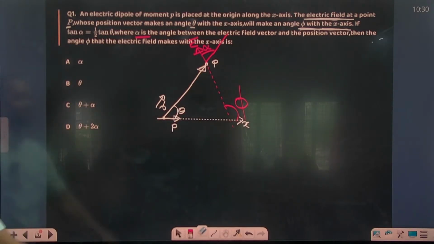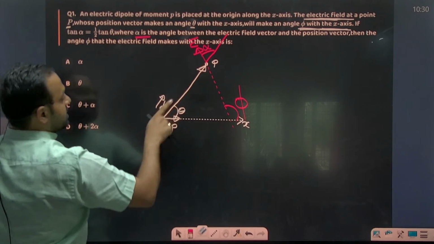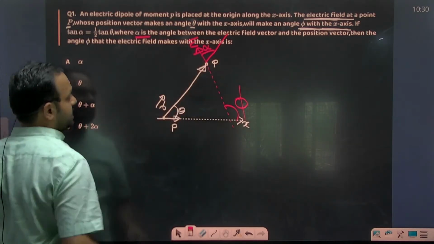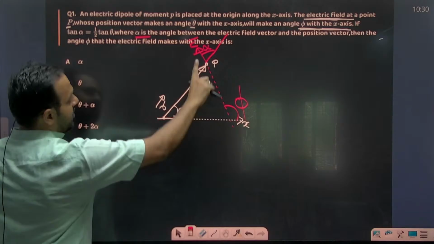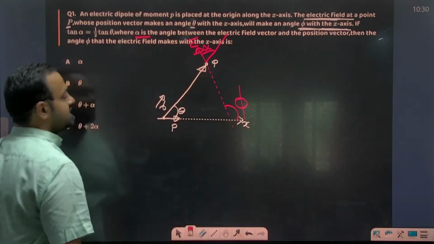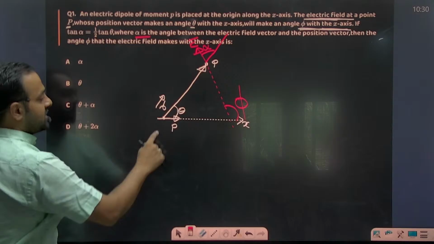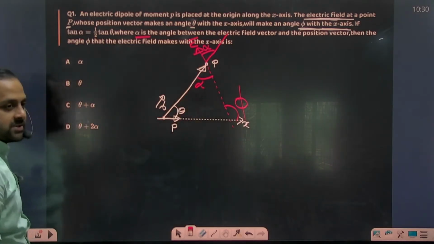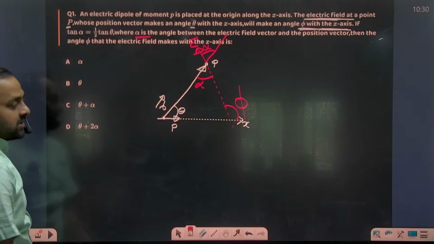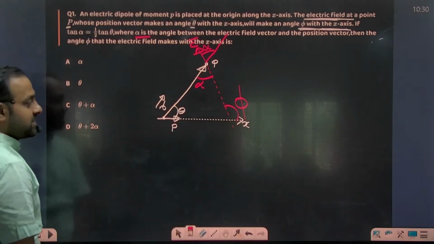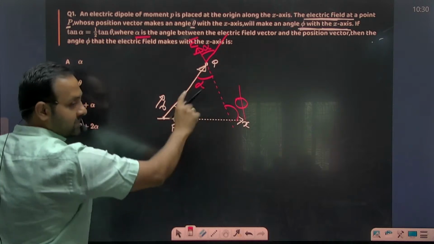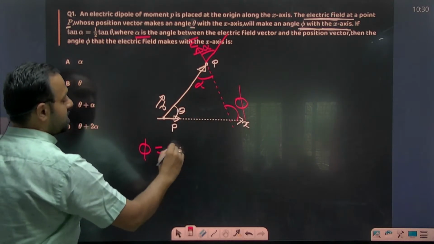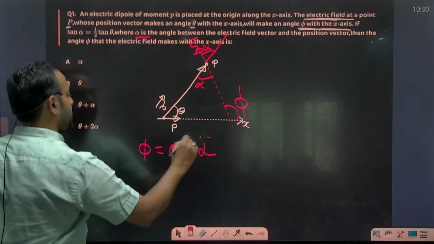Okay. So this is the position vector. That position vector is making an angle alpha with the electric field, and this electric field is making an angle of phi with the x-axis. Right. So if you look at this triangle, this angle is alpha. Yes. Now for this triangle, this phi is an external angle, right? So external angle is equal to the sum of the internal angles. So from here you write that phi is equal to theta plus alpha.